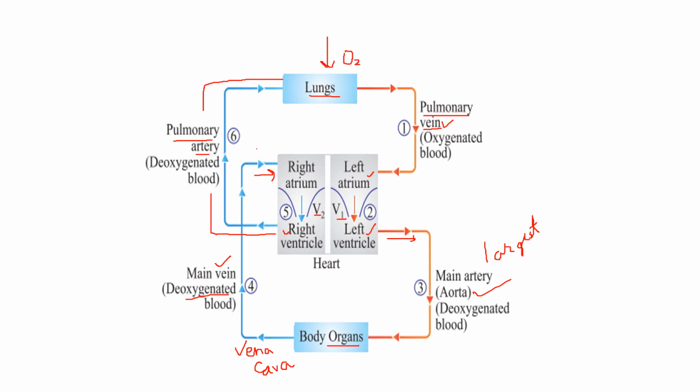One more question, you can see: why are the walls of the ventricle thick? Ventricles have thick walls because ventricles have to pump the blood. You know that blood comes in the atrium and then it goes to the ventricle, and this is the ventricle which pumps the blood. So that is why ventricles have thick walls.